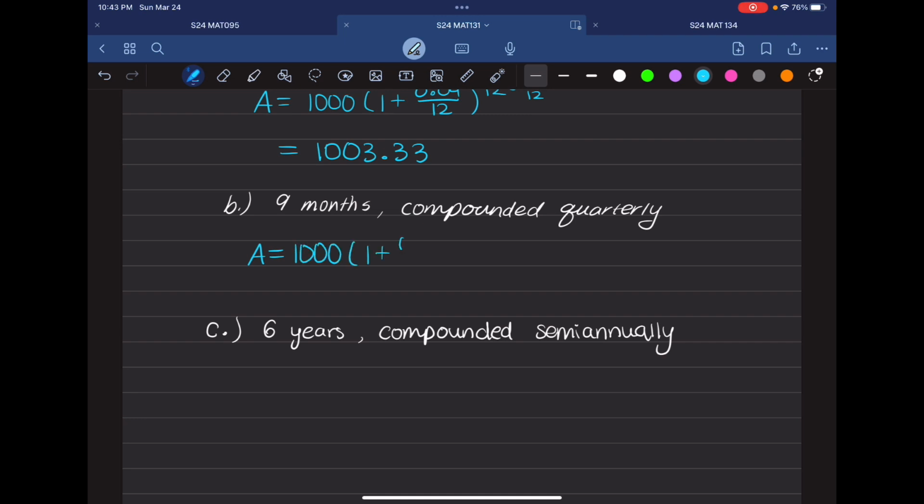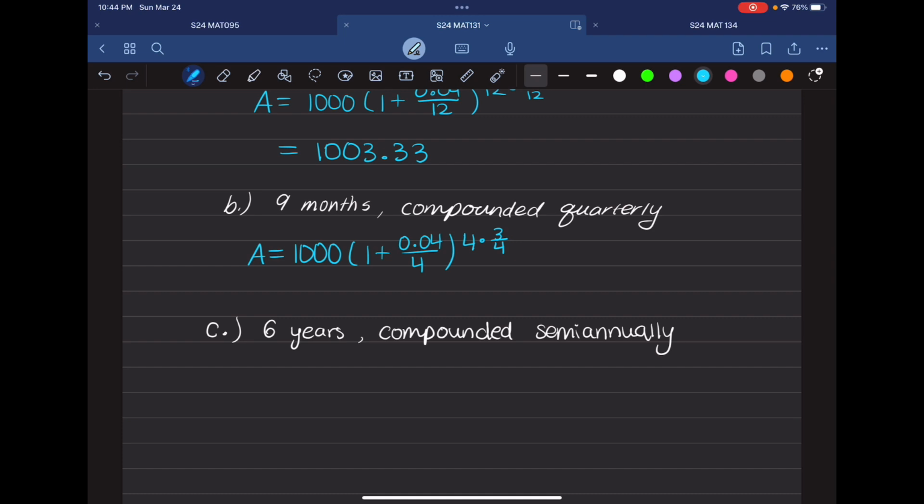And we've got 1 plus 0.04 divided by n, which this time is going to be 4 because we're compounding quarterly, raised to the 4 times, and here we put the number of years. Well, we're saying 9 months out of a year, so 9 months out of 12 months. So 3/4 of a year is how many years have gone by when we're talking about 9 months.